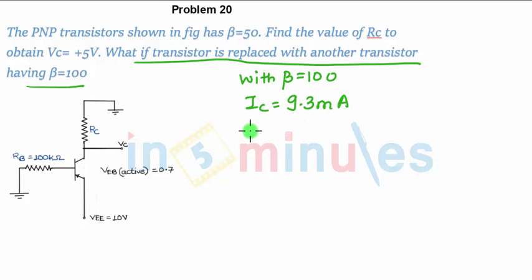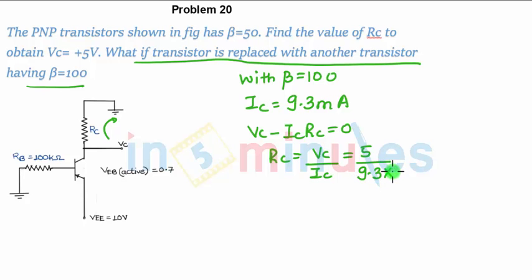Once you have got IC, your equation in this loop was VC minus IC RC equals 0. That is, RC was VC upon IC. VC is constant at 5 volts and IC is now 9.3 into 10 raised to minus 3. So what is the value of resistance? 537.6 ohms.